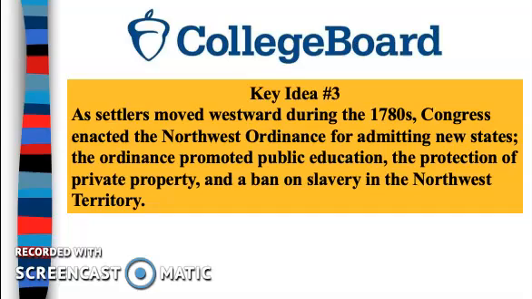Now, this is probably one of the things that the national government did get right, dealing with the settlement of Western lands. Settlers continued to move west during the 1780s, and Congress enacted a law called the Northwest Ordinance for admitting new states. The ordinance promoted public education, the protection of private property, and a ban on slavery in the Northwest Territory.